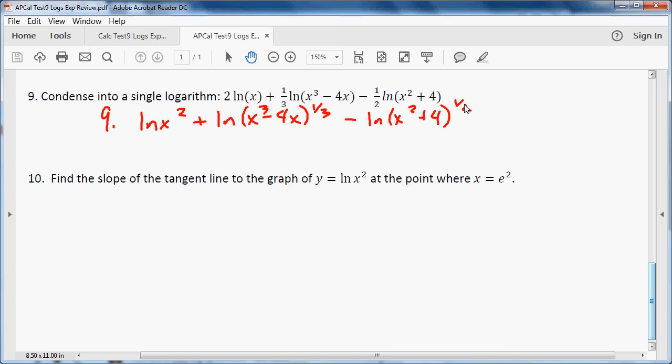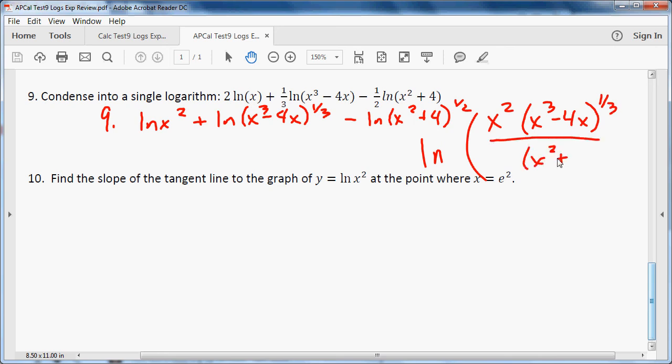And then, combining it into one whole big logarithm, I see the first two I'm adding, so I would multiply the inside parts to make it a single logarithm. And the last piece I'm subtracting, so I'll divide that piece. And now it's all in one logarithm.